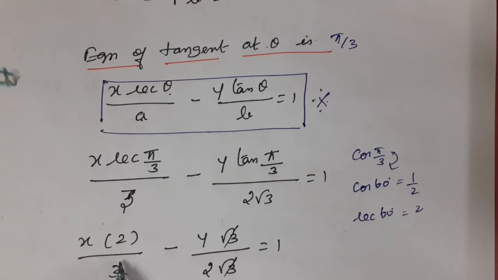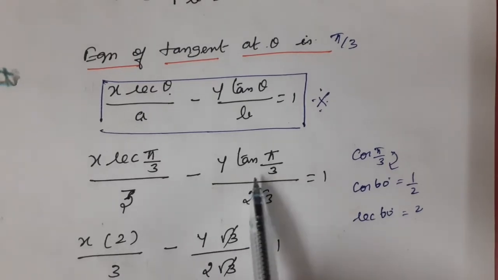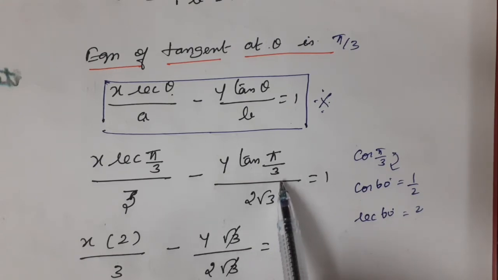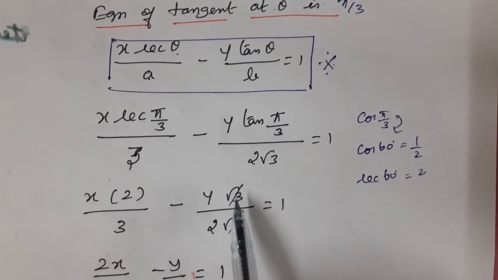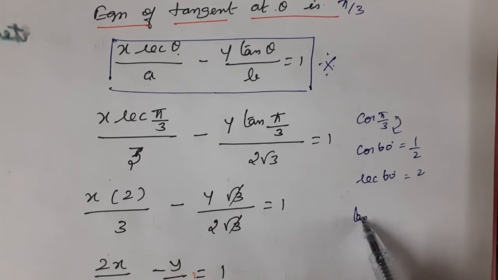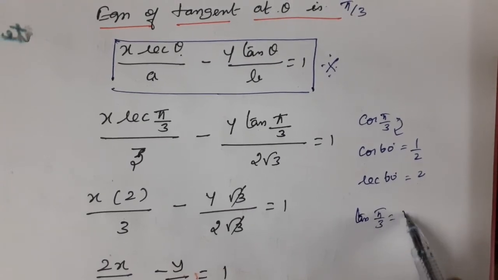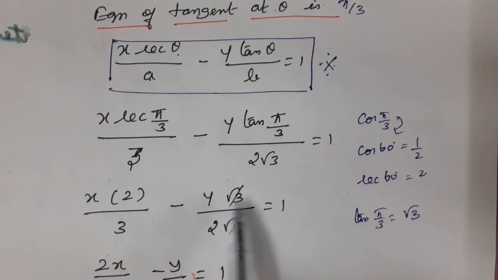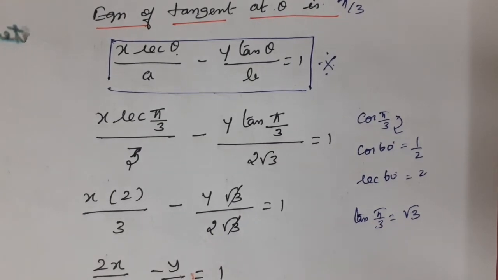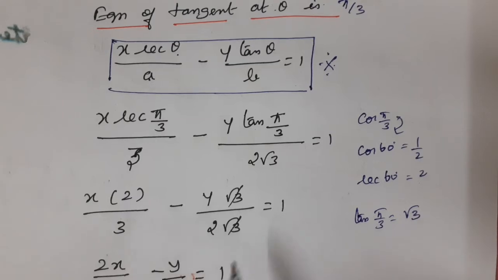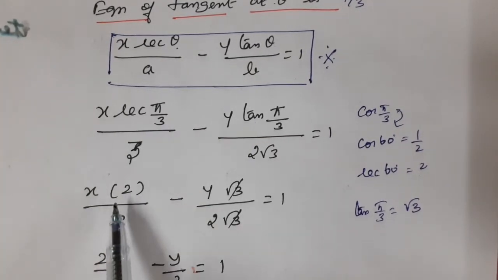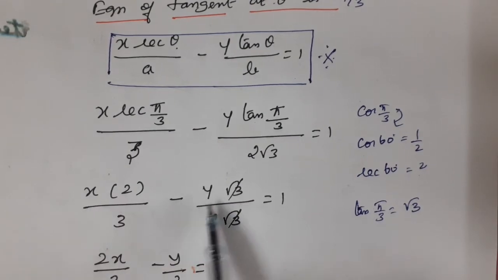So 2x divided by 3 minus y into, what is our tan? Tan 30 is 1 by root 3, tan 60 is root 3. Tan pi by 3 is tan 60, which is root 3. Substitute y into root 3 by 2 root 3, equal to 1. So 2x divided by 3 minus y by 2 equal to 1, with root 3 cancelled.